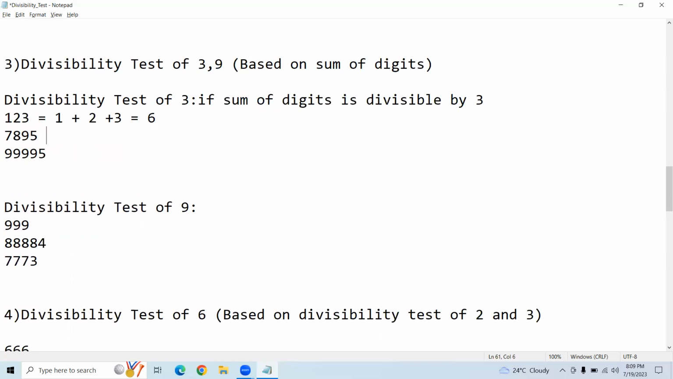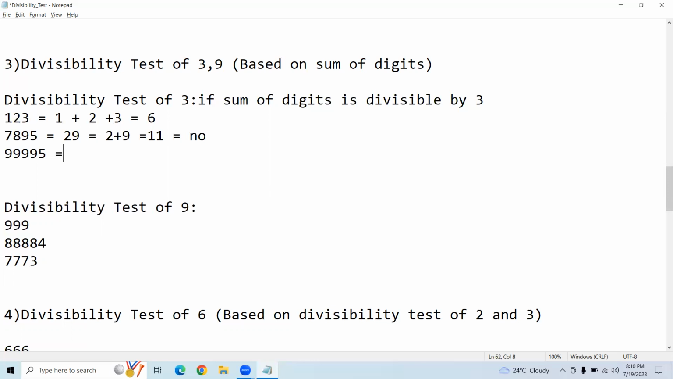So let's look at the next number, 7895. 7 plus 8 is 15, 24, 29. So we got the sum as 29. Now, can you confirm that 29 is divisible by 3 or not? Some of you may be able to do it, some of you may face a challenge. There's one more simple way of doing it. Whatever answer you got, you again take the sum of those digits. So 2 plus 9 is equal to 11. Anyone can say that 11 is not divisible by 3. So this number is also not divisible by 3.